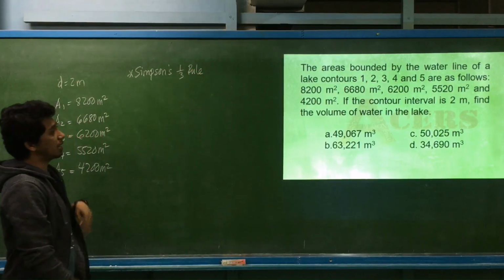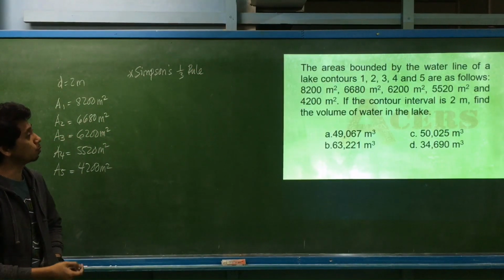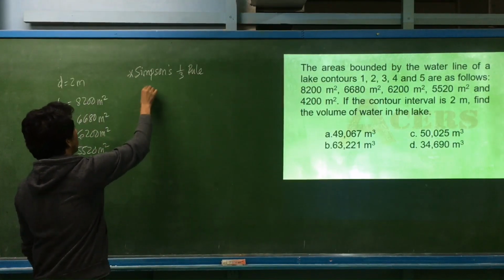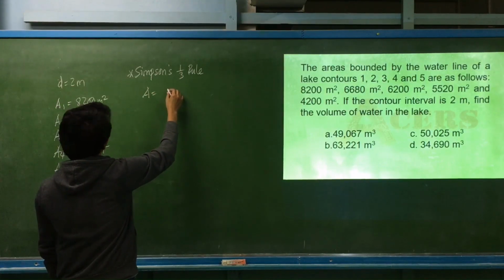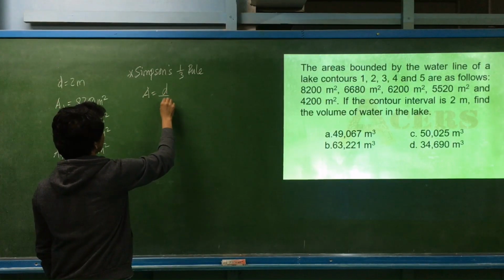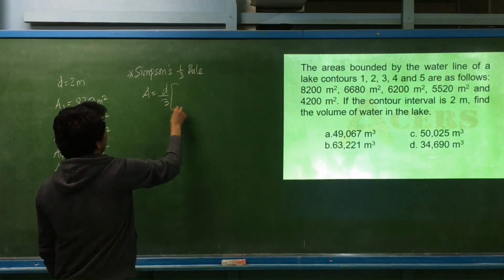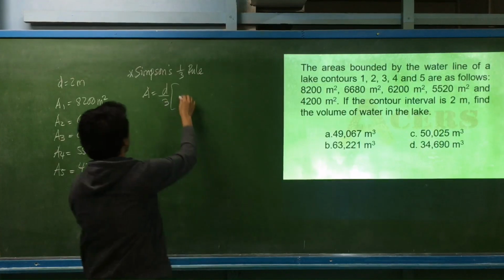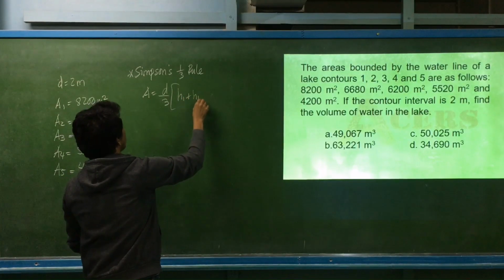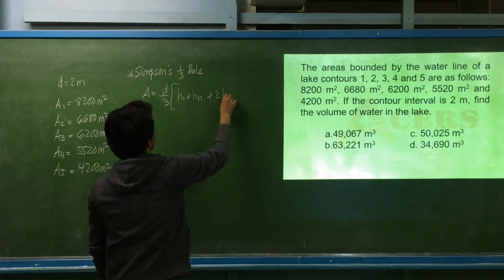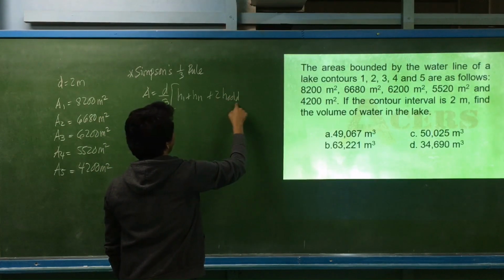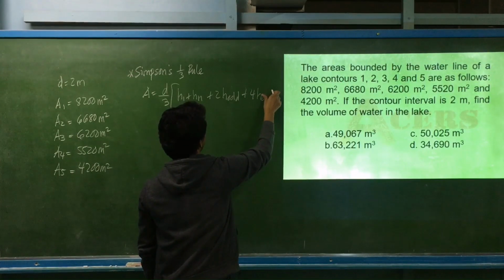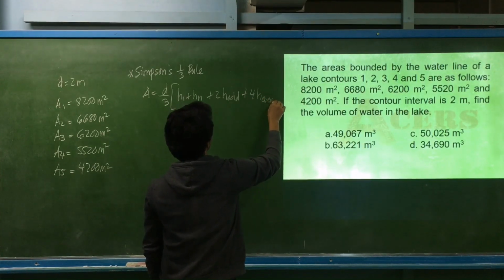So Simpson's 1/3 rule, kaya lang kapag areas yung kumukuha tayo ng areas, h lang yung involved, or offset, kung naalala niyo yan. We have the area is equal to the distance of the offsets over 3, 1/3, multiplied by h1 plus h sub n plus twice of the h odd, yung mga offset na odd, plus 4 times h na even, yung mga offsets na even.